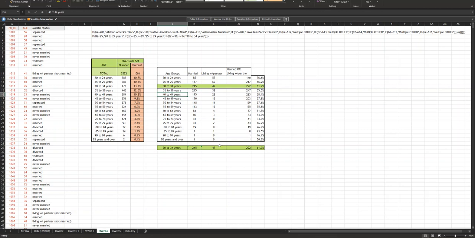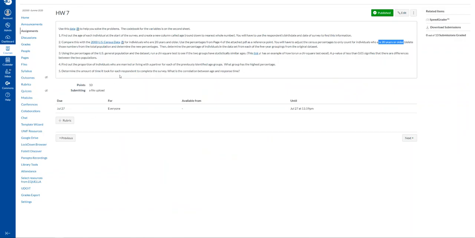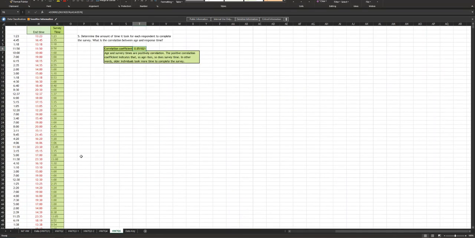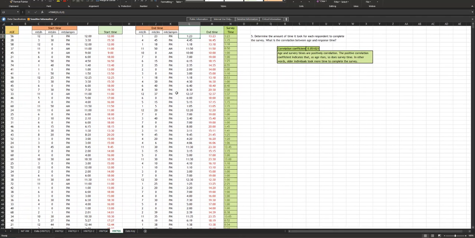And then the last one. Determine the amount of time it took for each respondent to complete the survey. What is the correlation between age and response time? So this student calculated survey time. Here you can see. Sorry, let me pull the columns over so you can see it better.